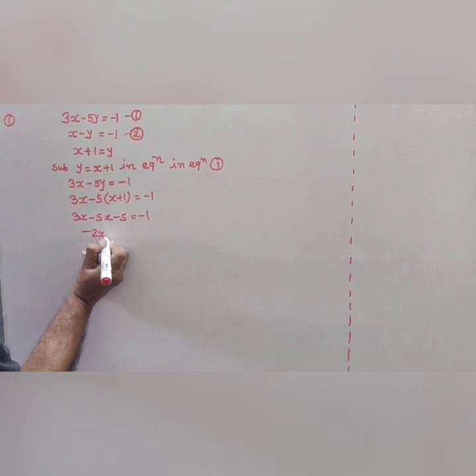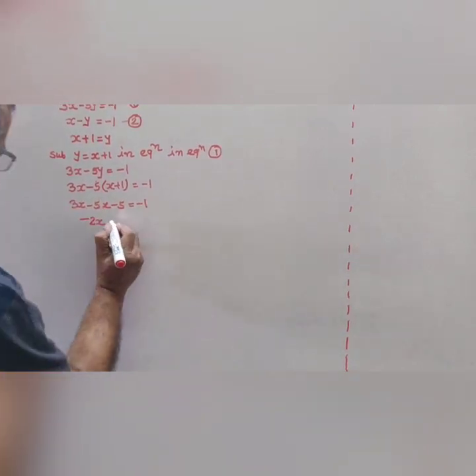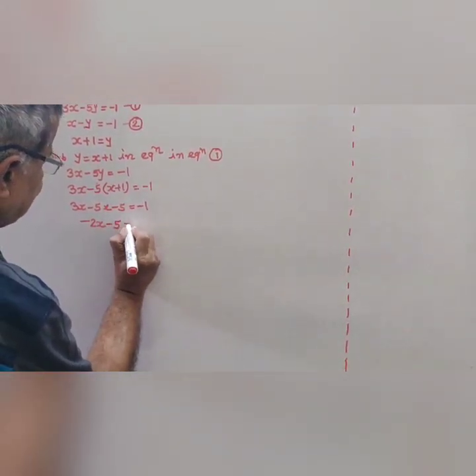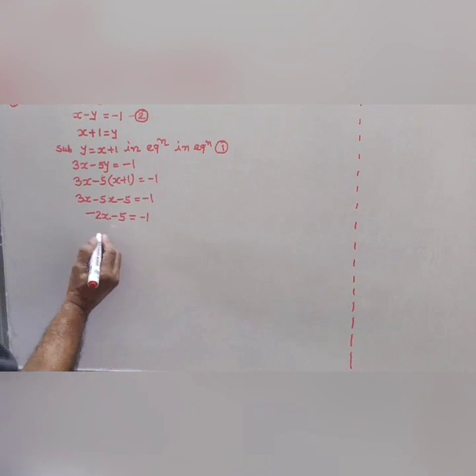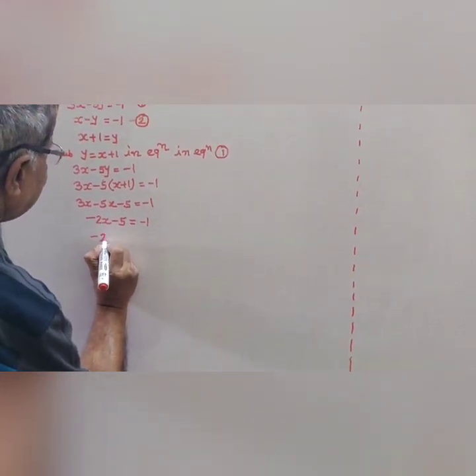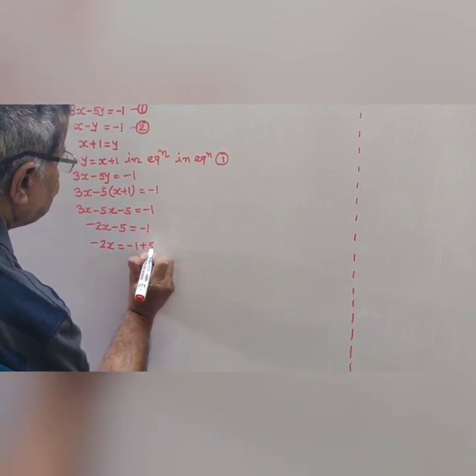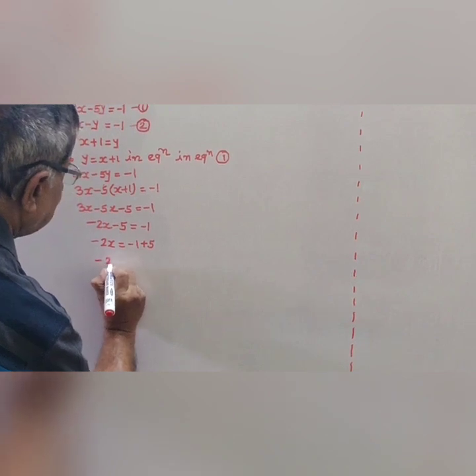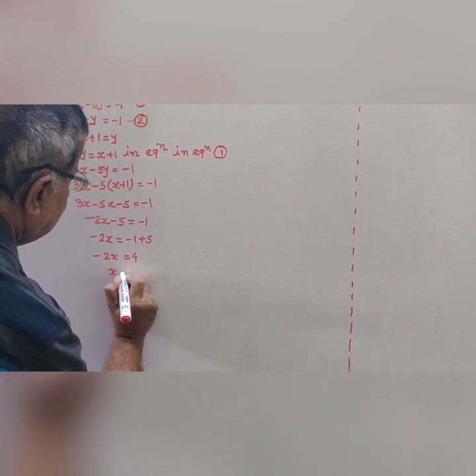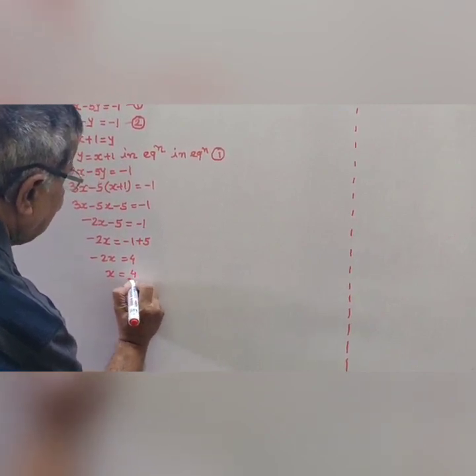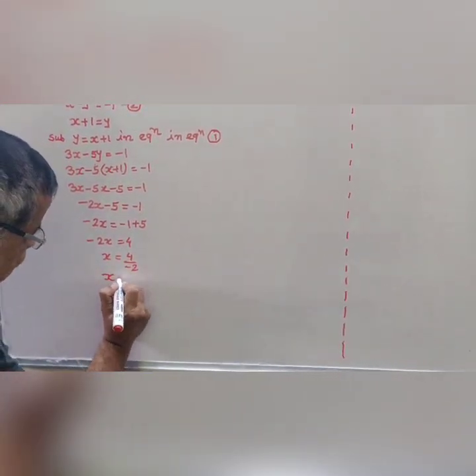Now 3x minus 5x means what will come here? Minus 2x. Plus minus is always minus, so 5 minus 3 is 2 and the sign of the greater number. Now minus 5 is equal to minus 1. Now I will transfer minus 5 to that side. So minus 2x is equal to minus 1 plus 5. The answer is minus 2x is equal to 4. So x is equal to 4 divided by minus 2. So the value of x is minus 2.